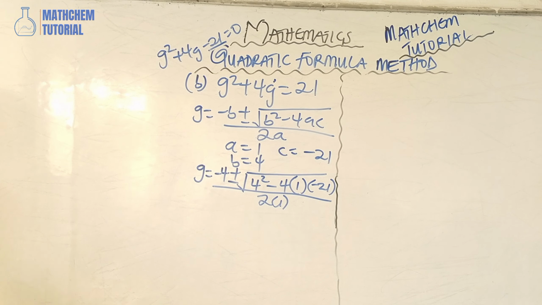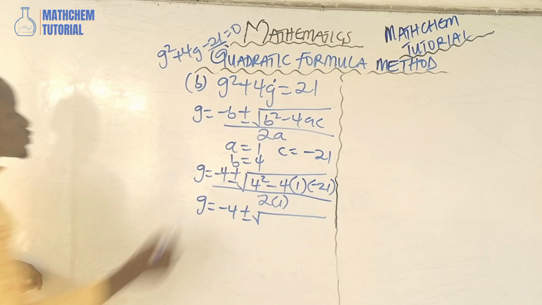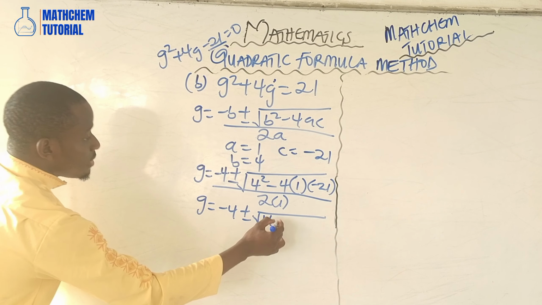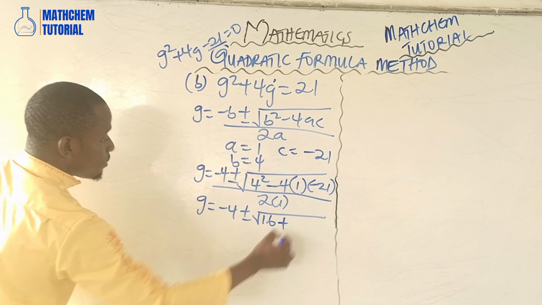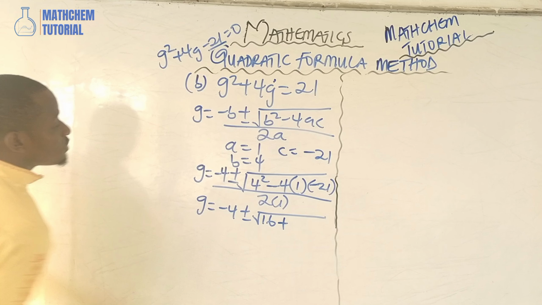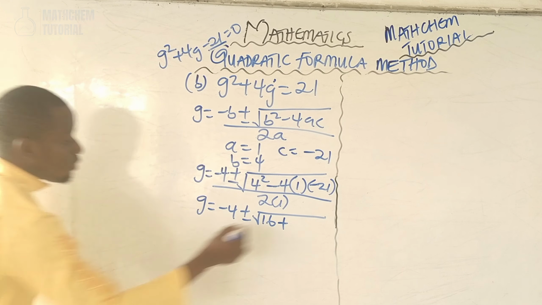After substituting those parameters into the quadratic formula, I have g equals minus 4 plus or minus the square root of 4 squared, which is 16. Everybody knows that. Minus times minus, this minus here multiplied by this minus here gives us plus. 4 times 1 times 21. 4 times 1 is 4, then 4 times 21 is going to be 84.